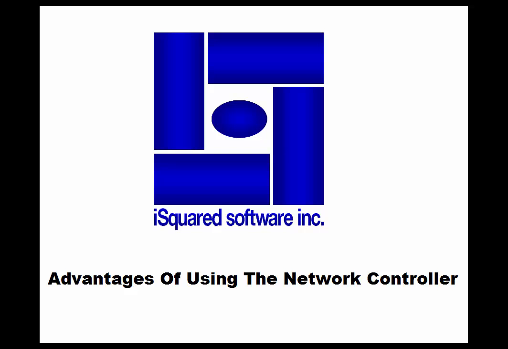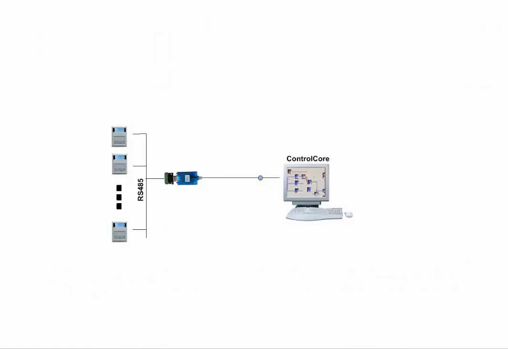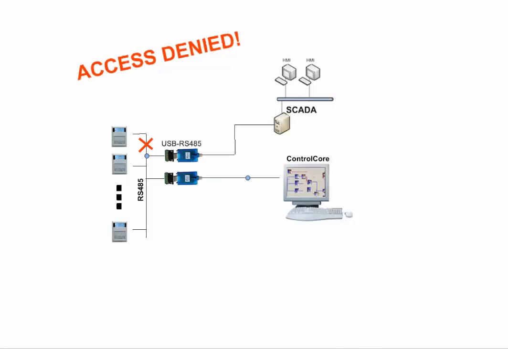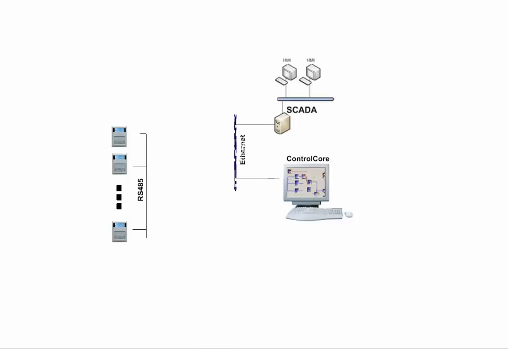This video will outline some advantages to using the network controller. With a direct RS-485 connection, only one application can access the network at a time. We can replace the RS-485 adapter with a gateway, but often the gateway will return errors when more than one application is making requests.